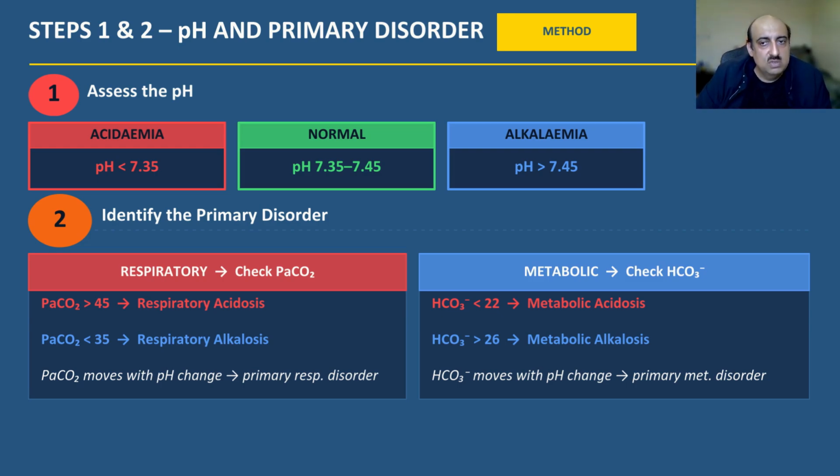If there is alkalosis, that means there's more buffer, more base in the body, and the bicarb is also high, then the alkalosis is due to primary metabolic alkalosis. So remember, bicarb moves with pH change. If the bicarb moves with pH change, it's a primary metabolic disorder. Unlike the CO2, if the CO2 moves with the pH change, that's a primary respiratory disorder. So that's a really, really crucial point.